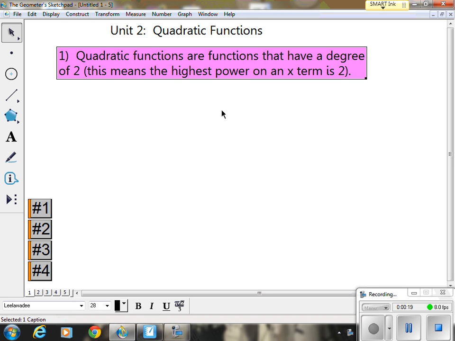Quadratic functions are functions that have a degree of 2. This means that the highest power on an x term is 2. So I don't see a power of 3. I don't see a power of 1 as my highest power. My highest powered term has a 2 as its power.